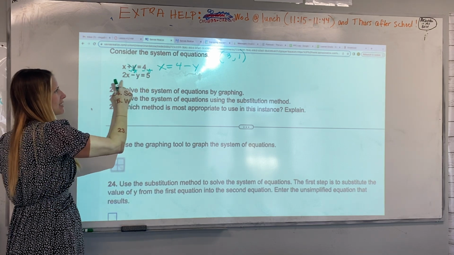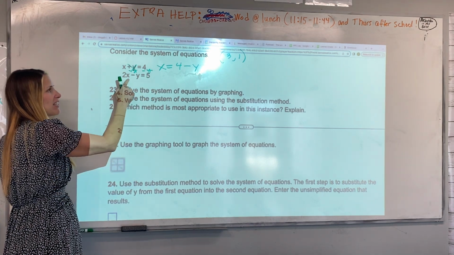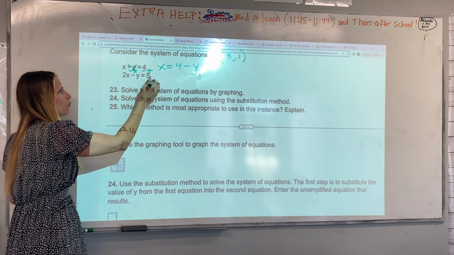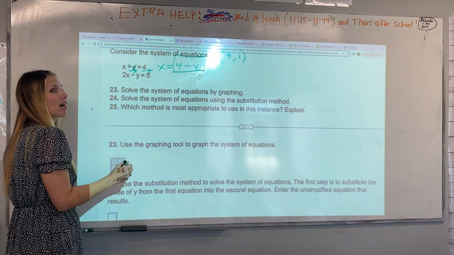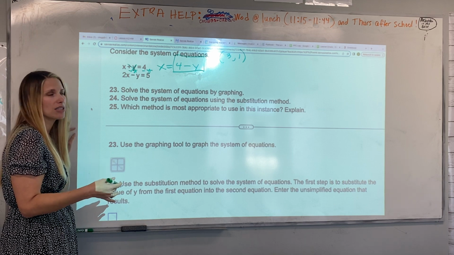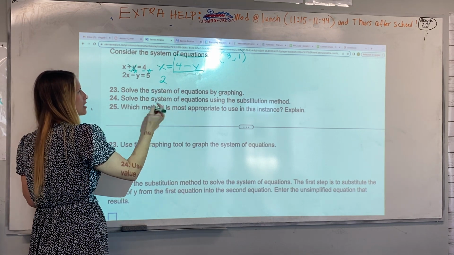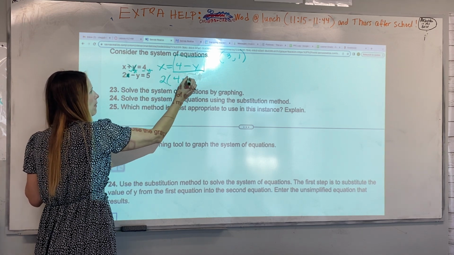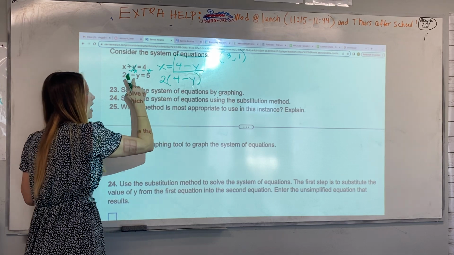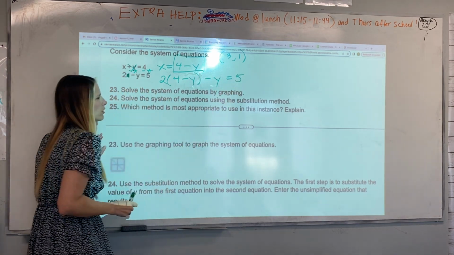Then I'm going to take my second equation and rewrite it, but instead of having an x, I'm going to substitute it with the expression that's equal to x, because then I'll only have to deal with y's. So I have 2x, but instead of writing x, I'm going to write 4 minus y, and then I have a minus y equals 5. What do I do next?